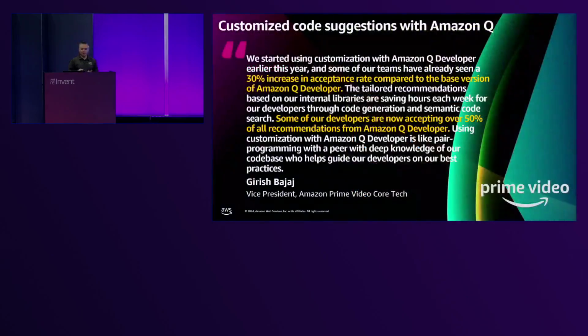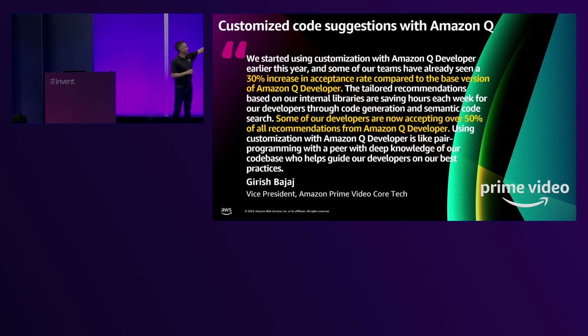Okay, so we have about 2 minutes left by my clock. The last thing I want to do is just point out a couple references here, one internal, one external. So we use all of these tools internally, of course. There are a lot of teams within Amazon using Q Developer. This comes from Prime Video, and I think the important one here is they are seeing a 30% increase in acceptance rates compared to using Q without the customization.